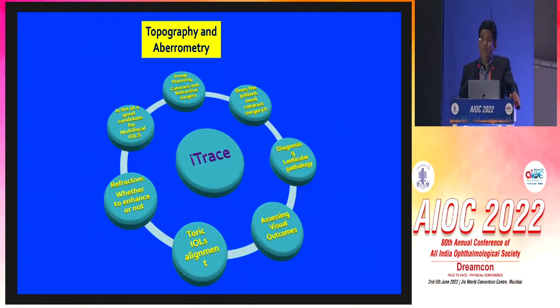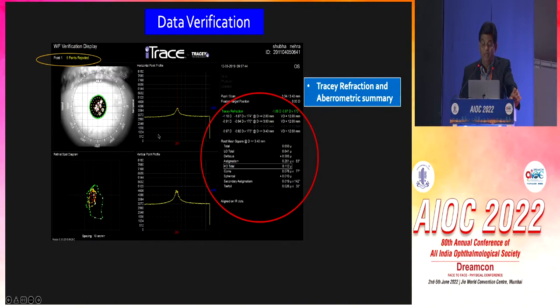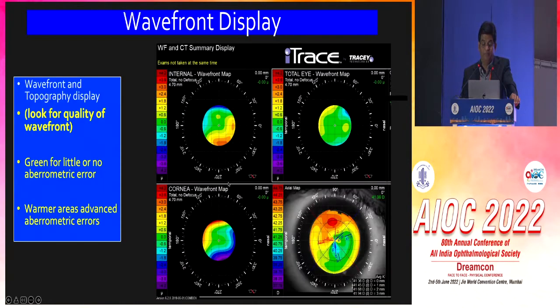So what program do we use to do the preoperative planning? We use the topography, we use the aberrometry, right? So it starts with the data verification. So the good part about this machine is you can see how accurate your data is and how reliable it is to plan your surgery. So a quick assessment can be done, and at the same time, it gives a nice overview. This is a Tracey refraction which has been shown to be very accurate when compared to a manifest refraction, and also gives us the RMS values of the higher order aberrations of the eye.